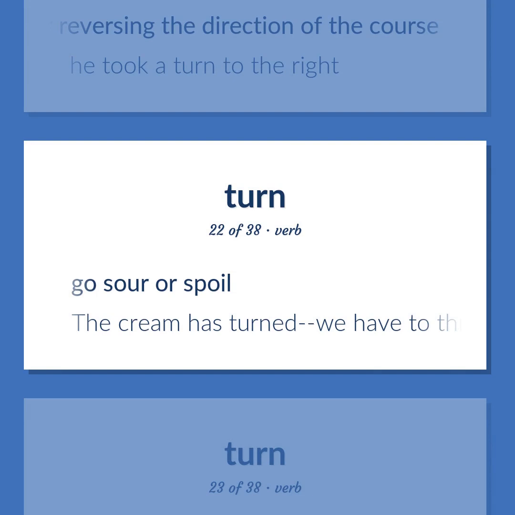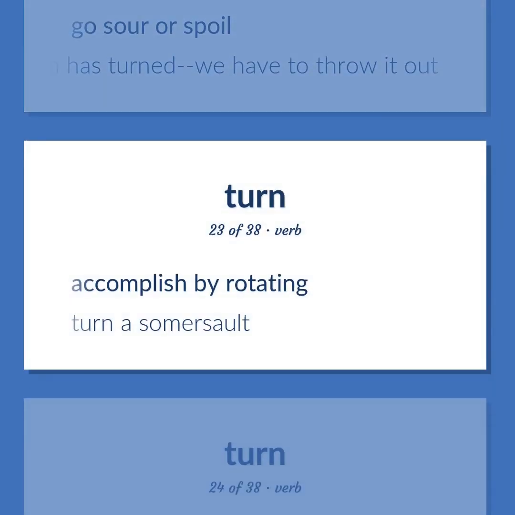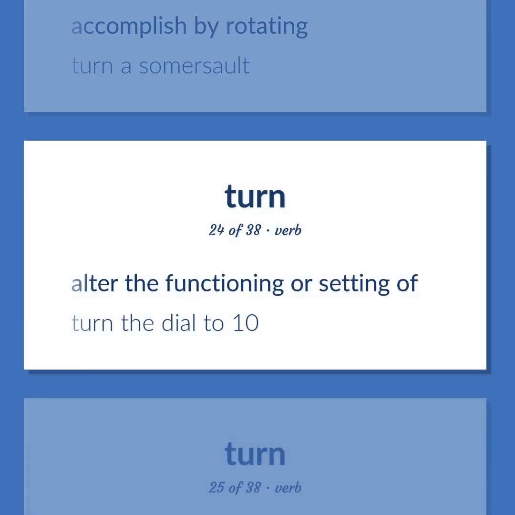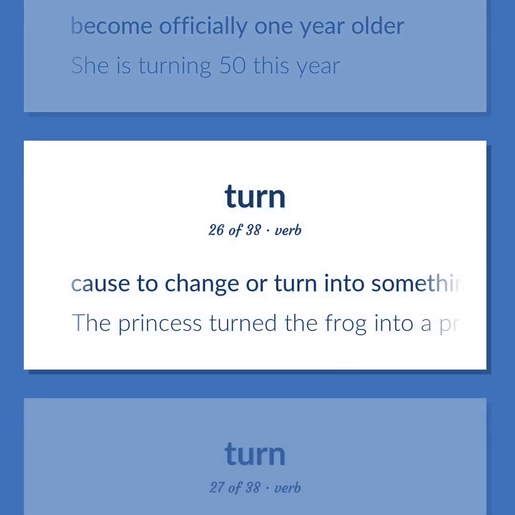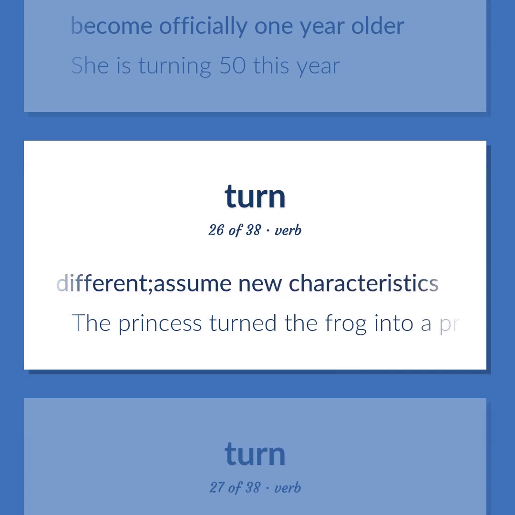Go sour or spoil. The cream has turned, we have to throw it out. Accomplish by rotating. Turn a somersault. Alter the functioning or setting of. Turn the dial to 10. Become officially 1 year older. She is turning 50 this year. Cause to change or turn into something different. Assume new characteristics. The princess turned the frog into a prince by kissing him.